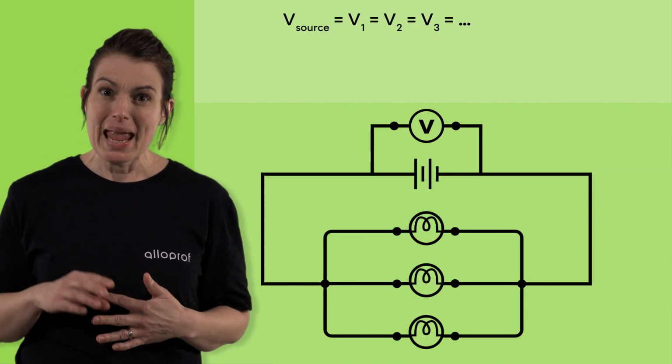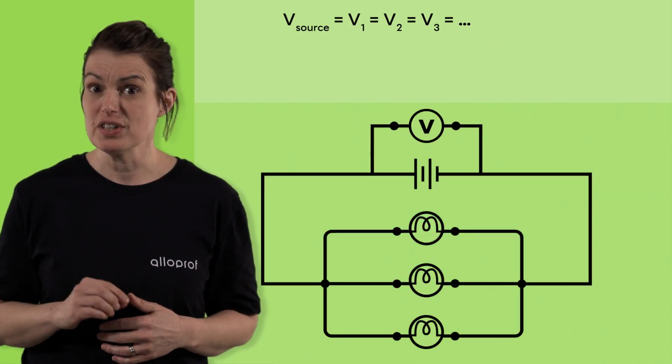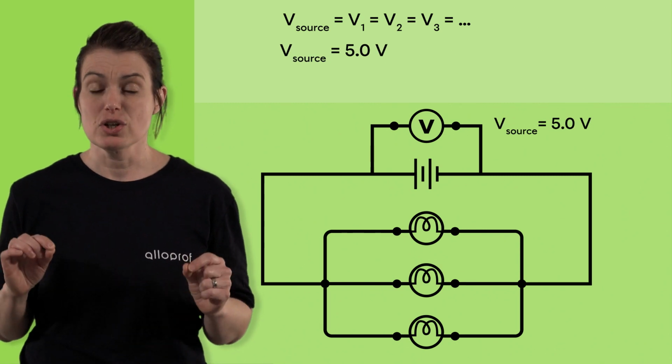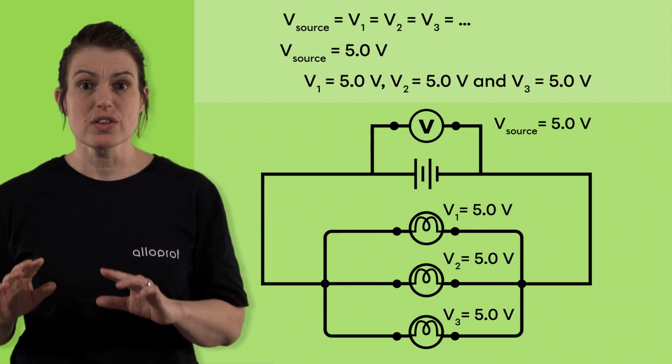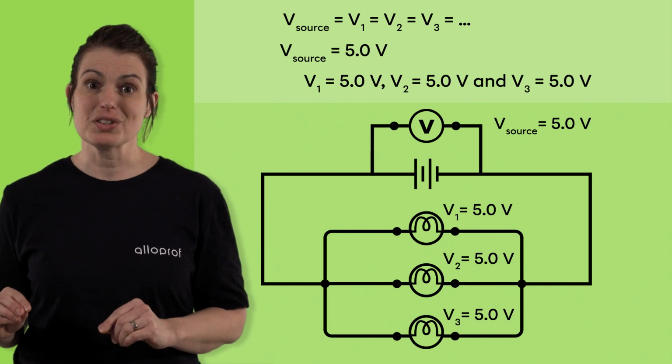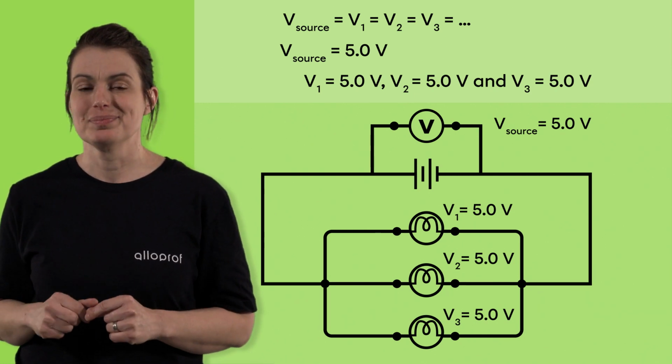For example, in a parallel circuit with a potential difference of 5.0 volts at the terminals of the power source, each of the three bulbs also has a potential difference of 5.0 volts.